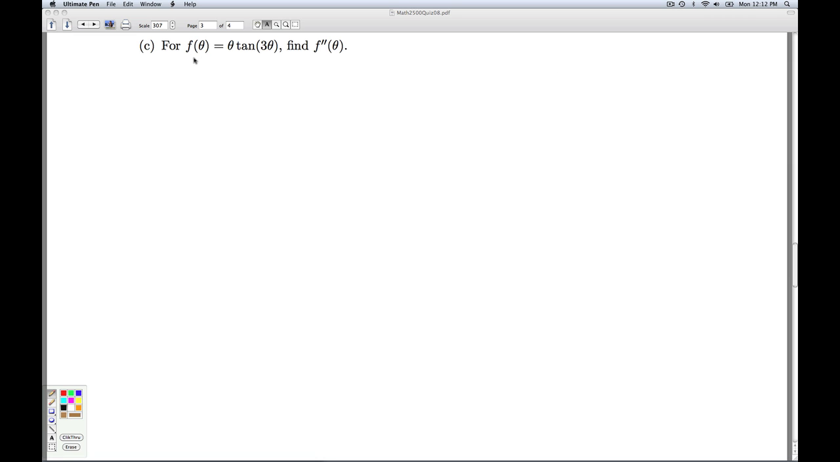Okay, in part C we're given a function f of theta. We're asked to find f double prime of theta. So f double prime means we need to find the second derivative. So once we find the derivative, we need to do it again. If you substitute a value for theta into this function, the last thing you're going to do is multiply theta times tangent of 3 theta. That means I'm going to have to use the product rule here.